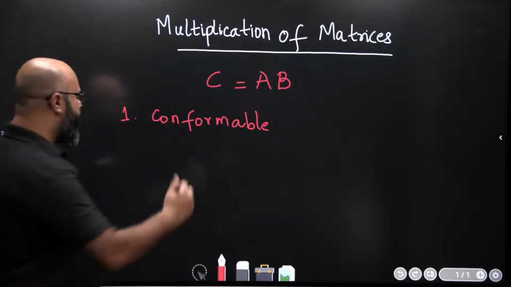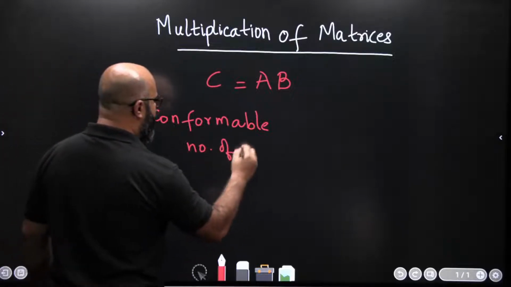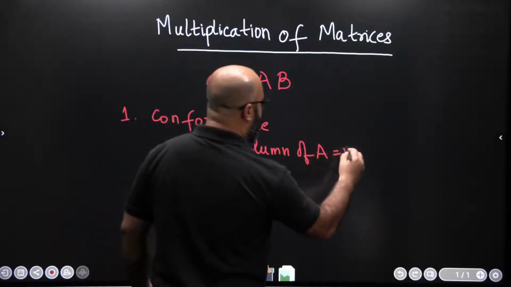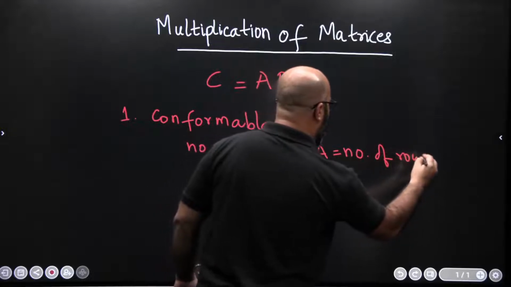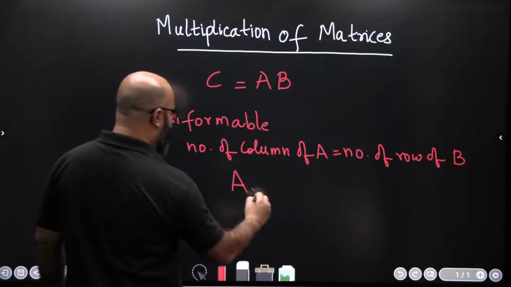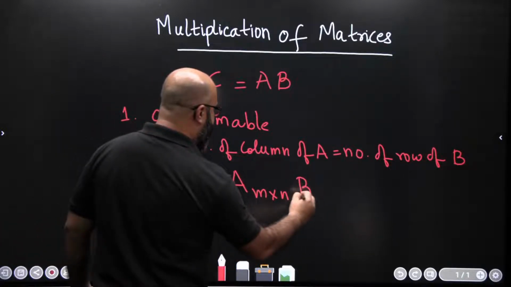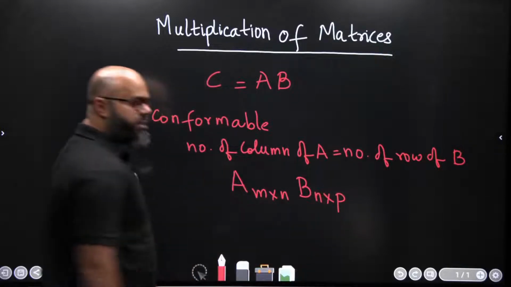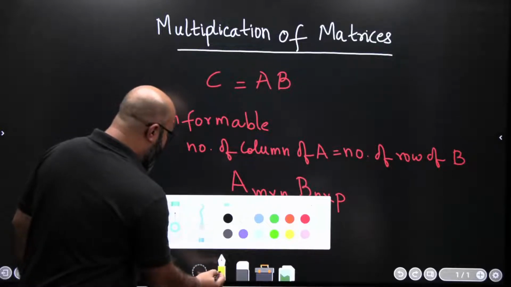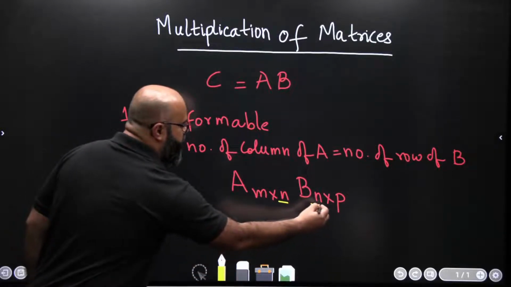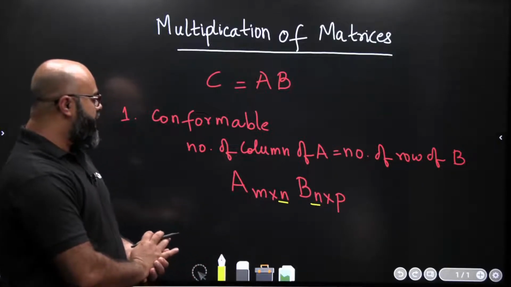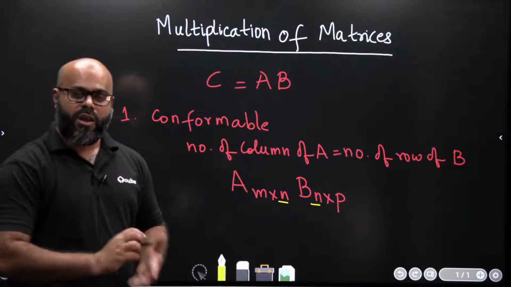It means that the number of columns of the first matrix, that is A, is equal to the number of rows of the second matrix, which is B. So if A is a matrix M cross N and B is a matrix N cross P, then we can say they are conformable for matrix multiplication. Why? Because the number of columns of the first matrix and the number of rows of the second matrix are equal.